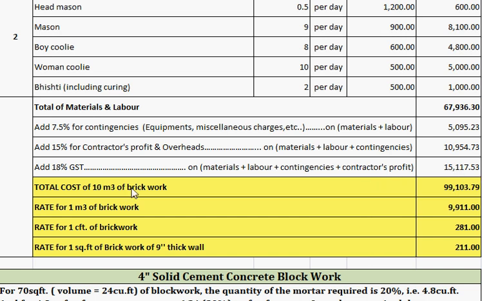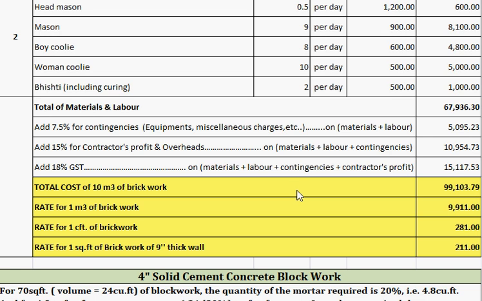15,117.53. Hence, total cost of 10 cubic meter of brickwork is 99,103.79 rupees. Then rate for 1 cubic meter of brickwork is 9,911 rupees by simply dividing this value by 10. Then rate for 1 CFT of brickwork is 281 rupees by simply dividing 9,911 rupees by 35.28, because 1 cubic meter is 35.28 CFT.